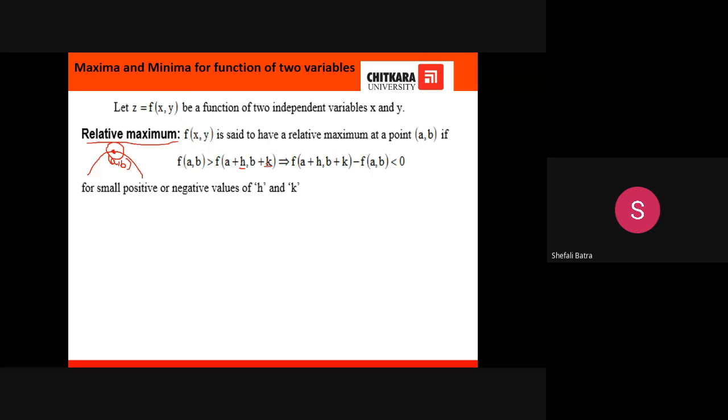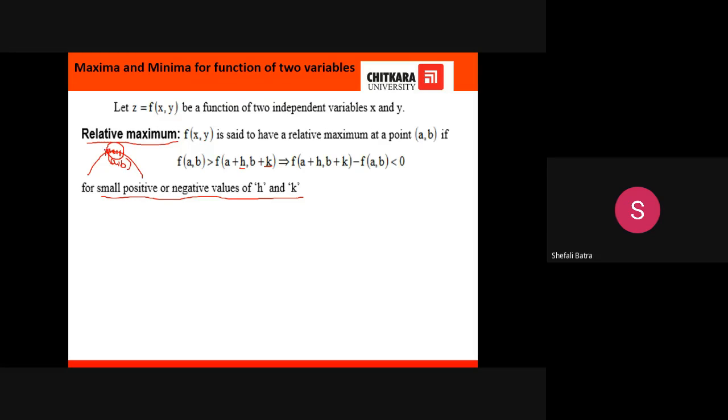This is change in a and change in k. It means this is the neighborhood of a comma b, and there are so many points here: a plus h, b plus k, a minus h, b minus k. This h and k may be positive or negative for small positive and negative values of h and k. So we will be considering all these points.